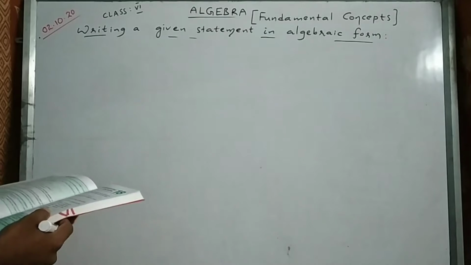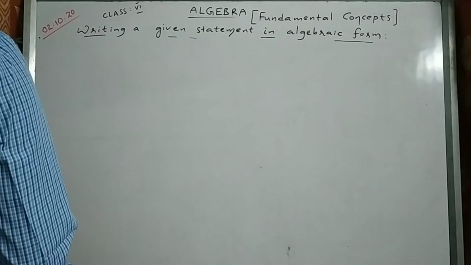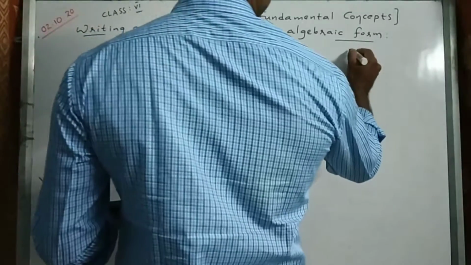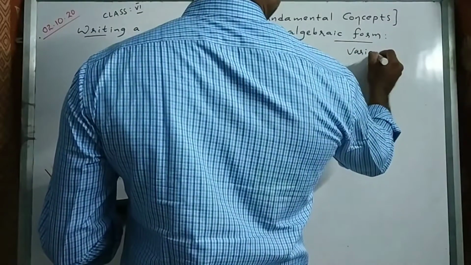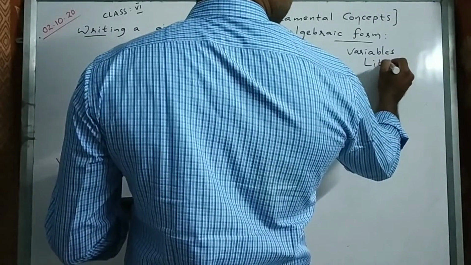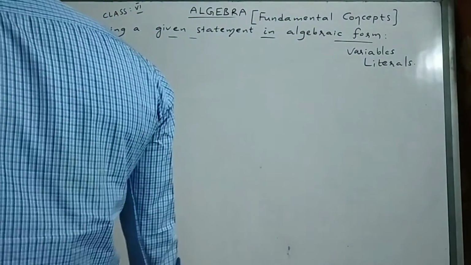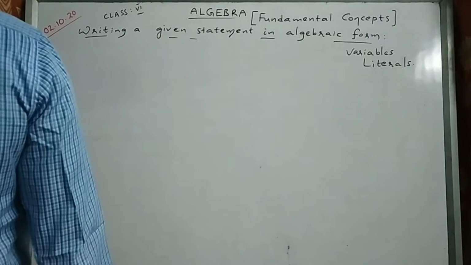So algebra is a generalized form of arithmetic. In arithmetic, we use numbers like constants 1, 2, 3, 4, each with a definite value, whereas in algebra we use letters like alphabets. The letters used in algebra are called variables, or literals. Okay, so how to write a given statement in algebraic form?